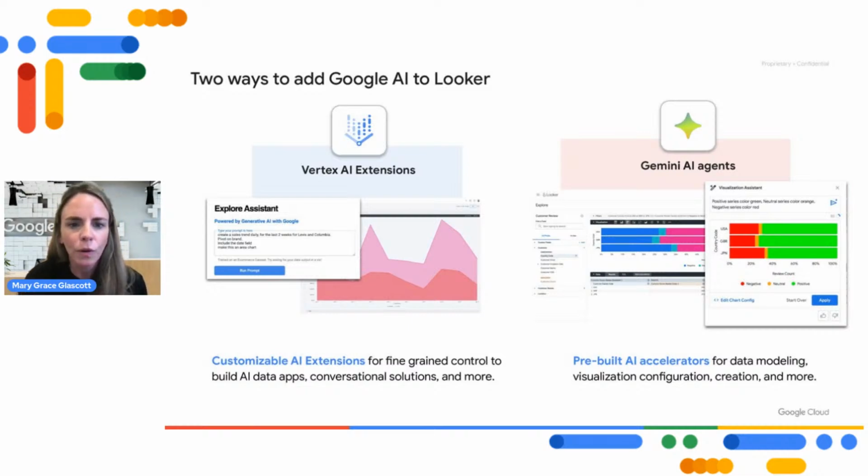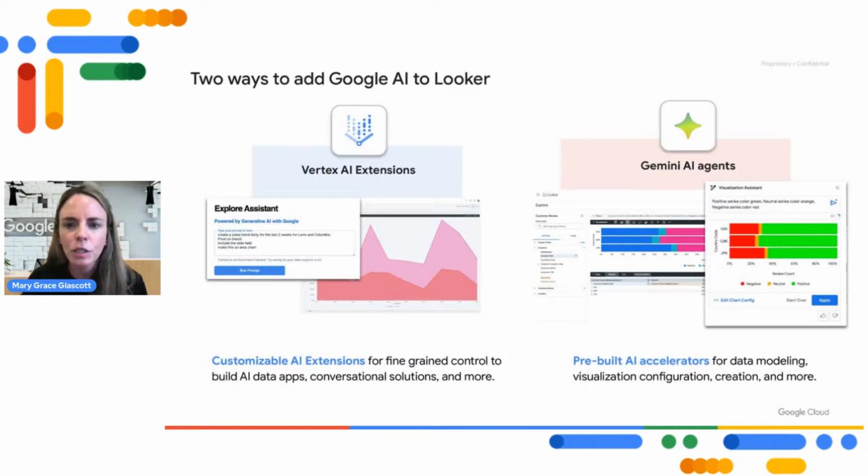Before I hand it over to Jesse, I just wanted to clarify, there's really kind of two primary ways to incorporate generative AI into Looker. So on the right, we have something that we call Gemini agents. So you probably heard us announce the term Duet AI at last year's Next conference. Duet AI has been rebranded as Gemini. Our latest multimodal LLM has the same name.